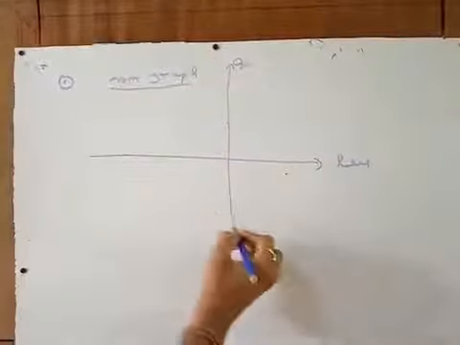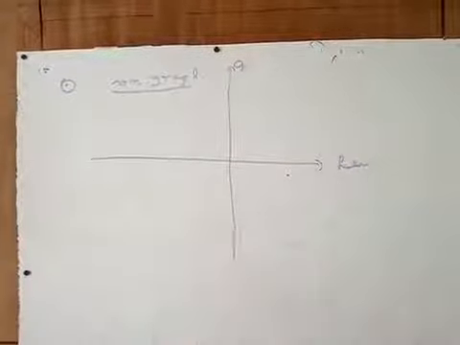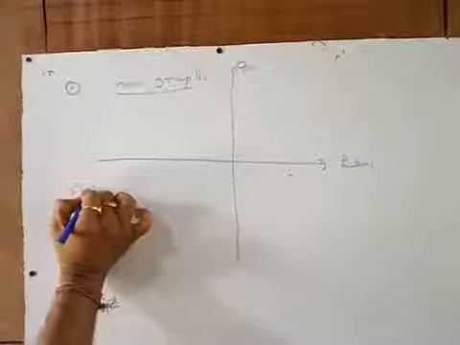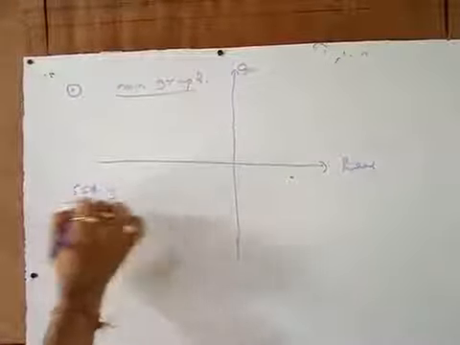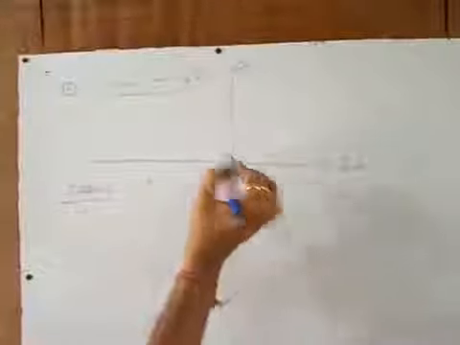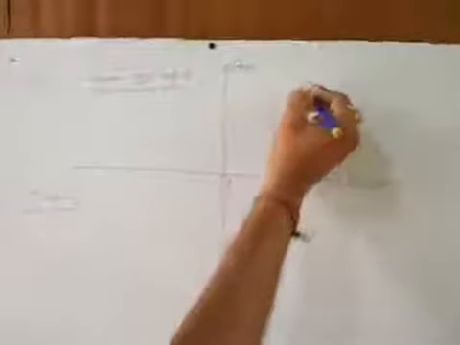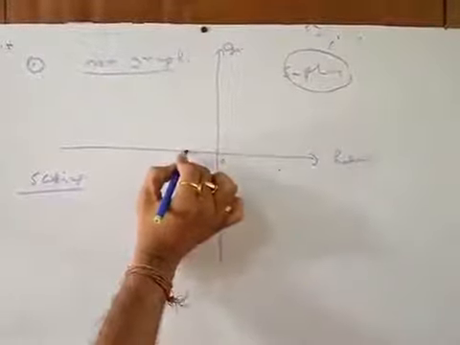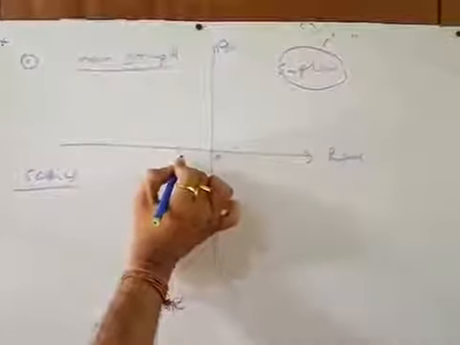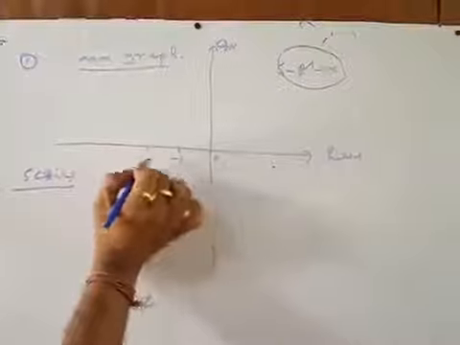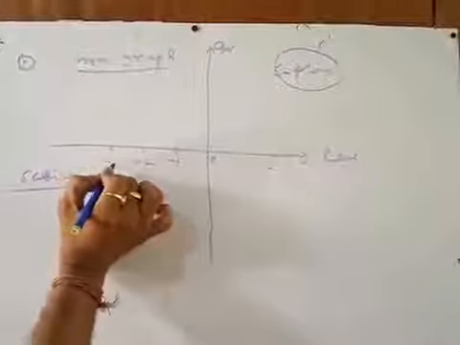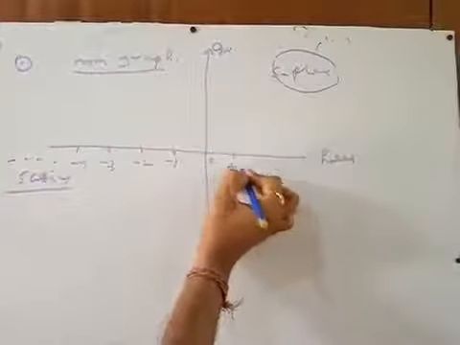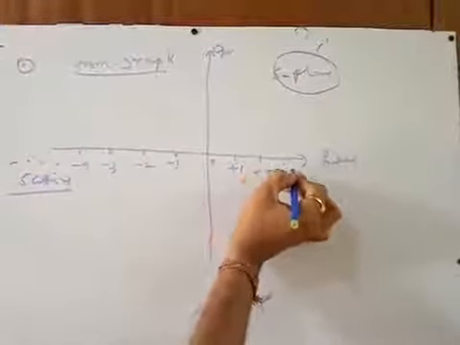Now the scaling of this millimeter graph is very important. What does scaling mean? Say this is your origin, and you will write the s plane here. Now this is your one division. This is minus one on the negative axis, this is minus two, minus three, minus four, and so on. Similarly, this is plus one, plus two, plus three, and so on.